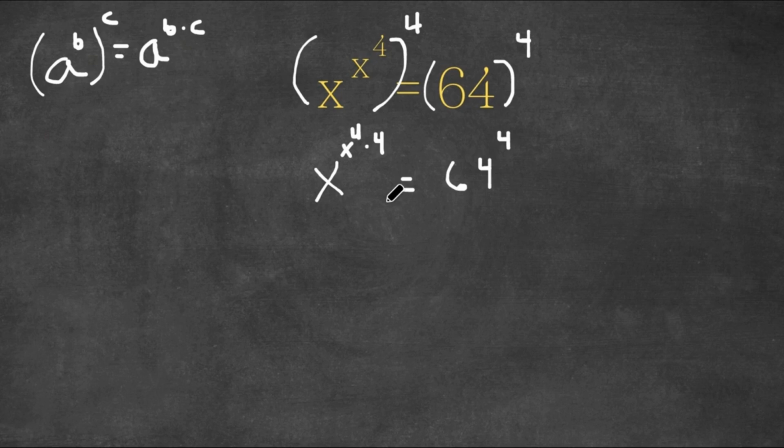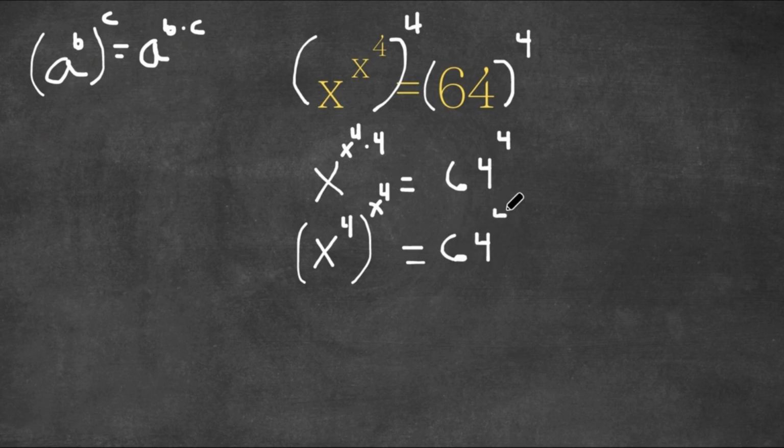Now, what I'm going to do is switch this so that it's in the form x to the power of 4 to the power of x to the power of 4. As you can see, all I did was switch the order. Before it was x to the power of x to the power of 4 times 4, I simply switched the order of 4 and x to the power of 4, and that is completely legal. And this is still equal to 64 to the power of 4.